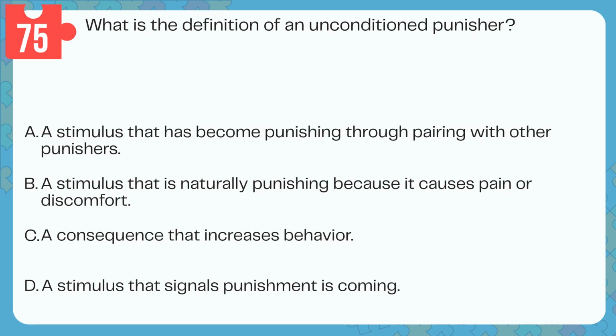Question 75. What is the definition of an unconditioned punisher? A, a stimulus that has become punishing through pairing with other punishers. B, a stimulus that is naturally punishing because it causes pain or discomfort. C, a consequence that increases behavior. D, a stimulus that signals punishment is coming.